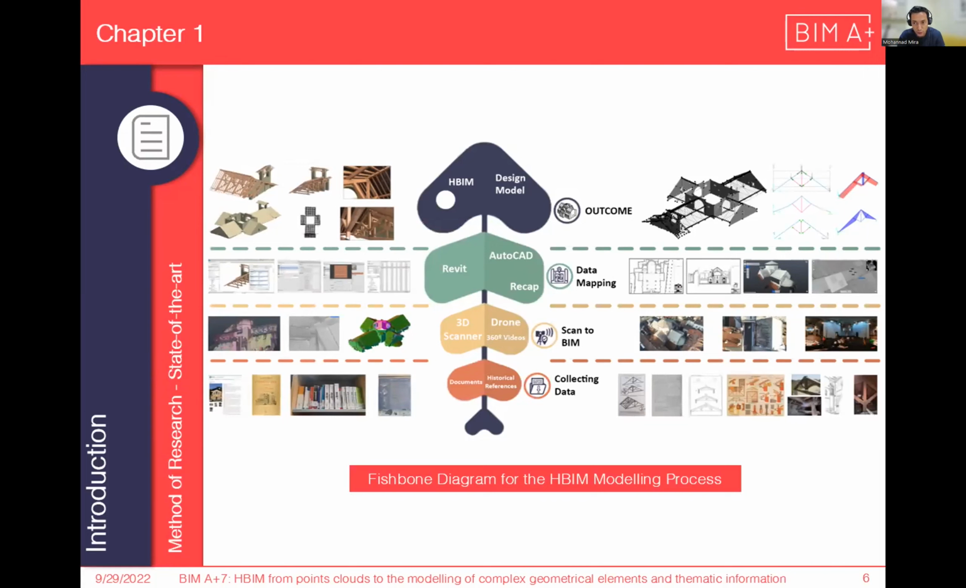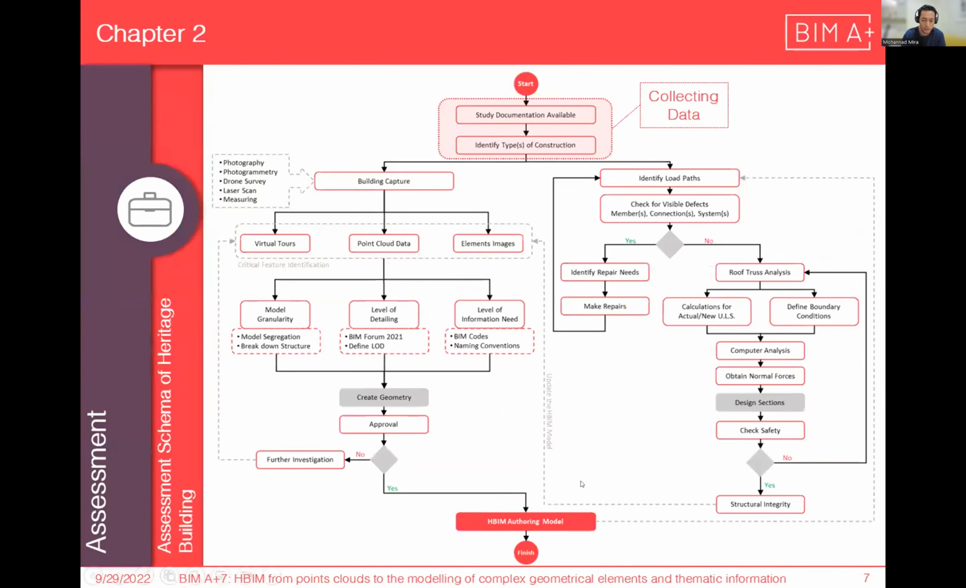The methodology itself was chosen for the research project in order to obtain reliable results that are relevant to the aim and objectives of the investigation. The heritage building itself, as you can see, I'm sorry about this.